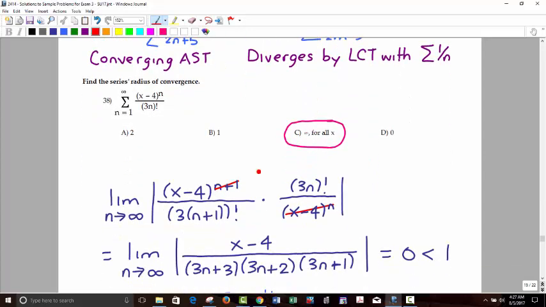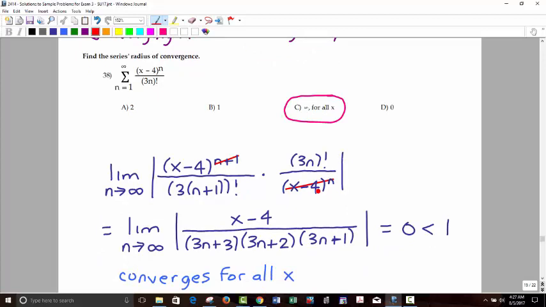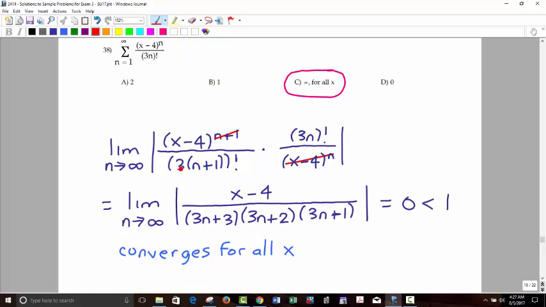Radius of convergence, so let's see what happens here. Okay, so x minus 4 to the n plus 1 over 3 times n plus 1 factorial, and flip over the original to have 3n factorial over x minus 4 to the n, and then this is actually 3n plus 3 factorial right here. So it's 3n plus 3, 3n plus 2, 3n plus 1, x on top.